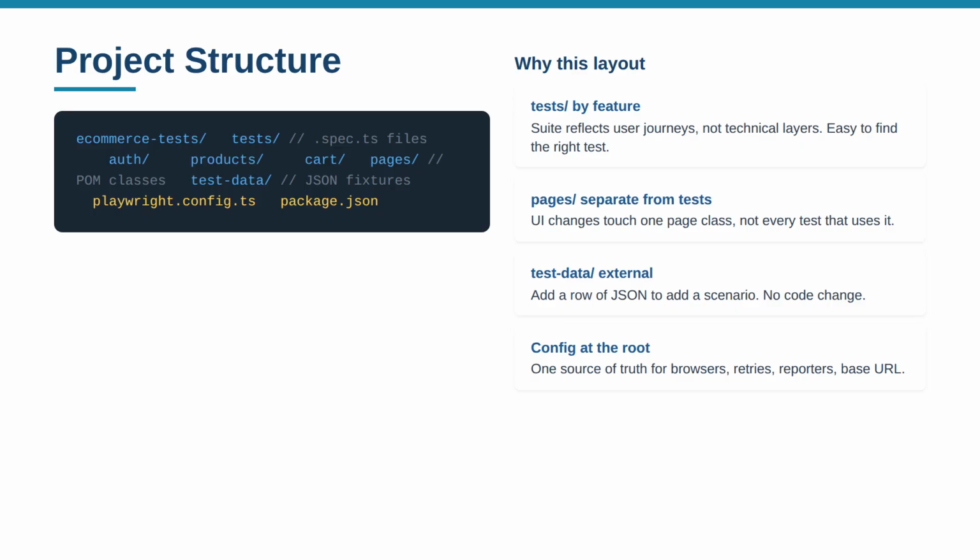The pages folder contains your page object classes, completely separate from the tests. When the UI changes, you update one file in pages. Every test that imports that page class gets the fix automatically. The test data folder holds JSON fixtures. Adding a new test scenario means adding a row of JSON, not writing a new test function. Non-technical team members can contribute by editing the data file. playwright.config.ts at the root is your single source of truth for browsers, retries, reporters, and base URL. One file governs the entire suite's behavior.